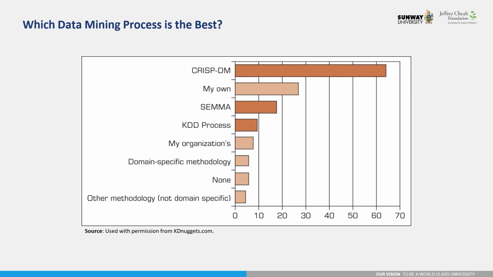So we can compare. The source is kdnuggets.com. It highlights that CRISP-DM is the most used. The second one was proposed by someone else, SEMMA is third, and KDD is the fourth one, the best method at that moment.